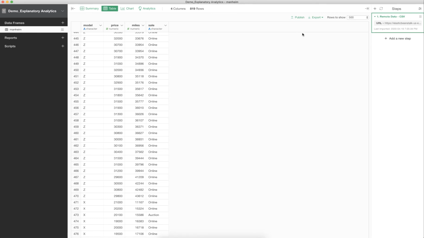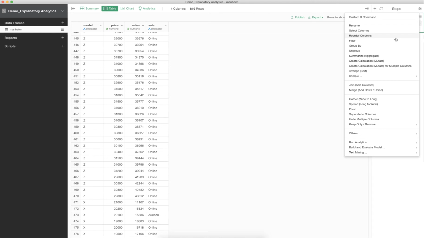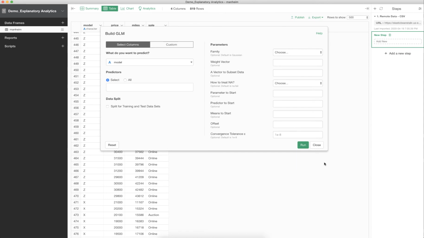And so, to build a model, we shall first add a new step. To run analytics, we need to add a new step. And the step we want to select for regression analytics is to build and evaluate a model. The model that we're going to build is a GLM, or a generalized linear model. So let's click on GLM, and we see the following window.